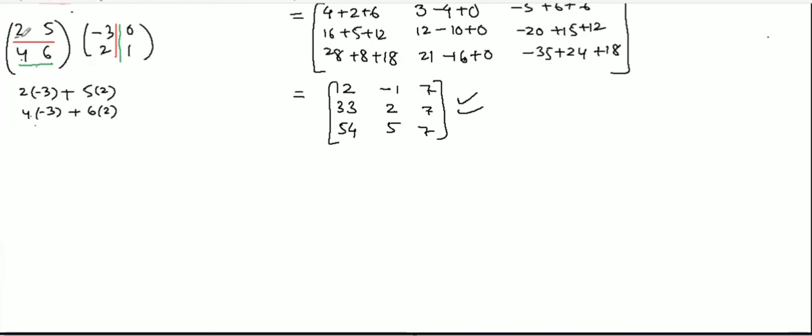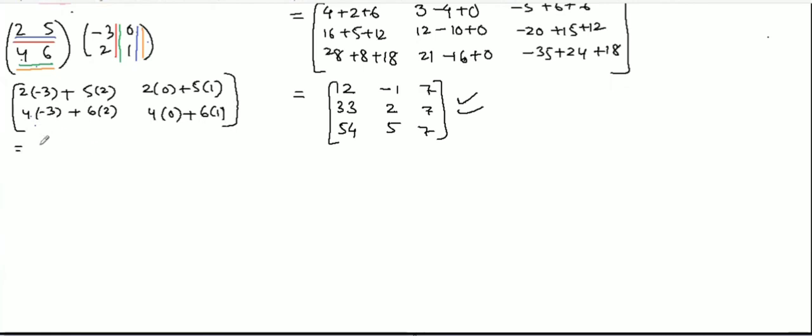Then we will take the first row and come to the second column. First row, second column. Here it will be 2 multiplied by 0 plus 5 multiplied by 1. Then we come to second row and second column. So here it will be 4 multiplied by 0 plus 6 multiplied by 1. So this is our resulting matrix.